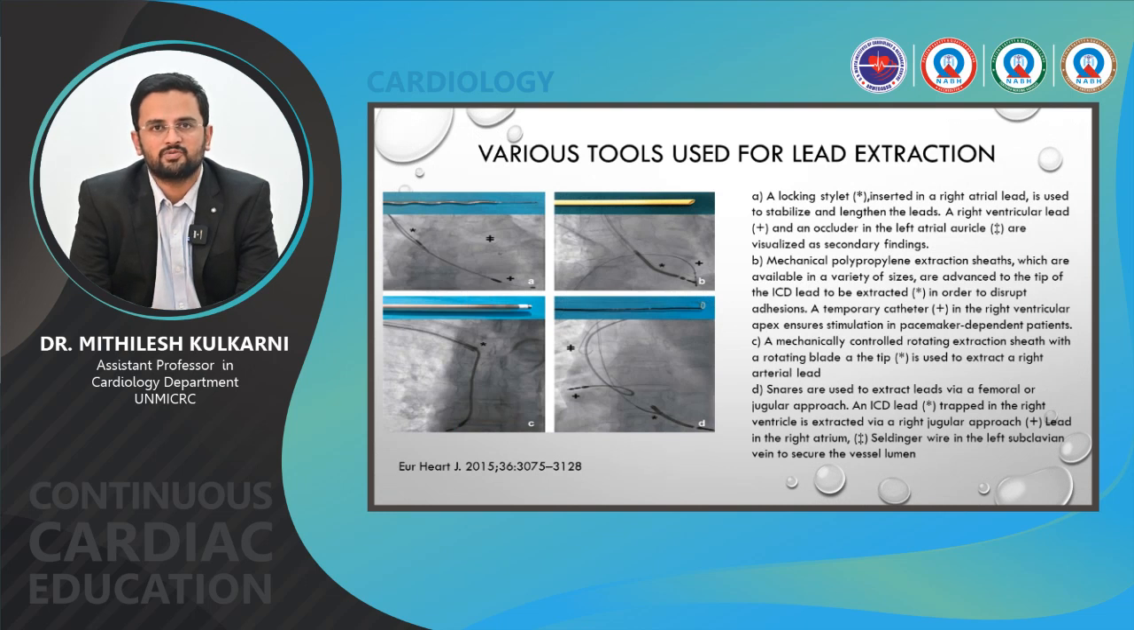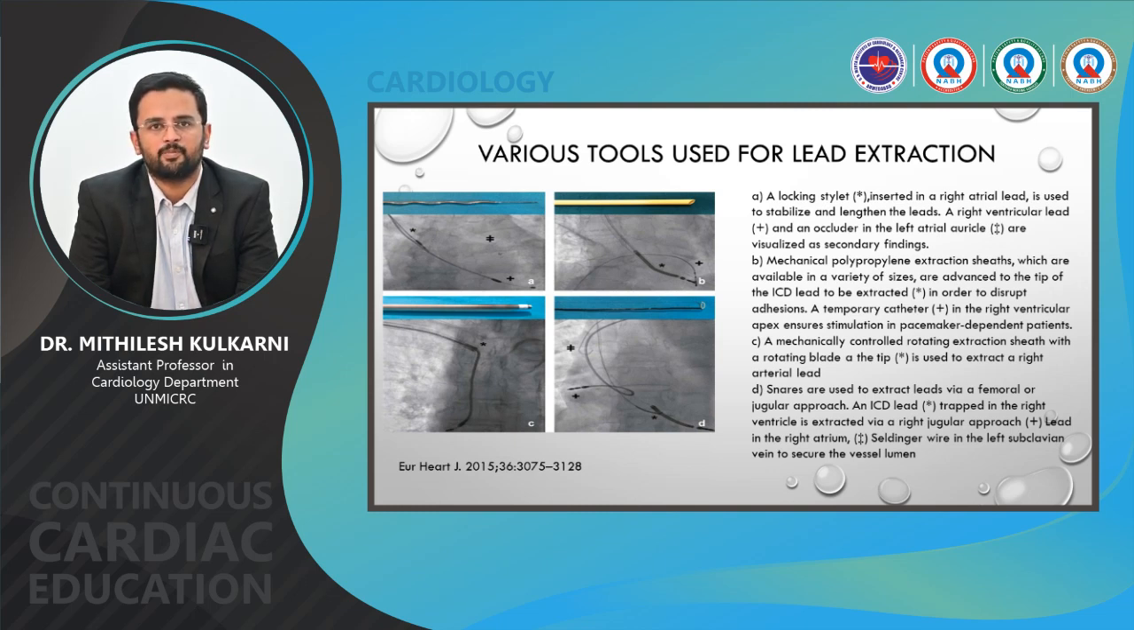Now, various tools are used for lead extraction. Figure A shows a locking system, that is, a locking stylet which is inserted in a right atrial lead and is used to stabilize and lengthen the lead. A right ventricular lead and an occluder in the left atrium are visualized as secondary findings.